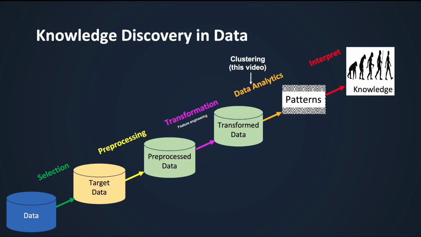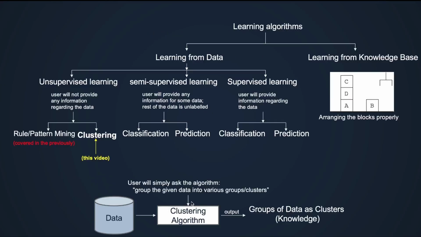Data analytical techniques constitute several learning algorithms that can help us to build knowledge bases from the data. Learning algorithms are basically two types. The first category of learning algorithms are called learning from knowledge base. That is, a user will provide the knowledge base and the algorithm will use the provided knowledge base for decision making purposes. The other category of learning algorithms are learning from the data. These algorithms are broadly classified into three types: unsupervised learning, supervised learning, and semi-supervised learning.